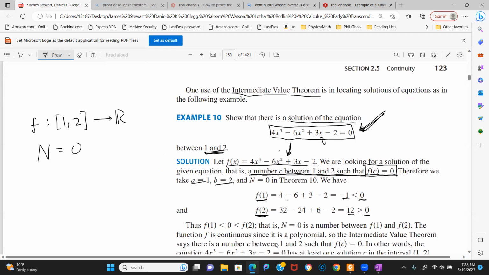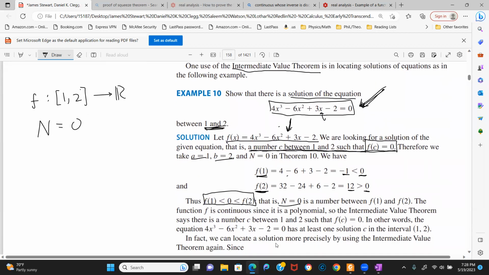So in other words, 0 is between f of 1 and f of 2. So we have N between them. By the intermediate value theorem, there has to be a number c between 1 and 2 such that f of c is 0, which we know is equivalent to saying that this equation has at least one solution in this interval right here.